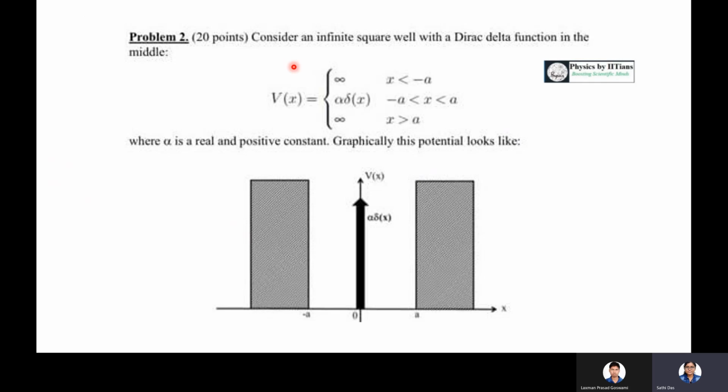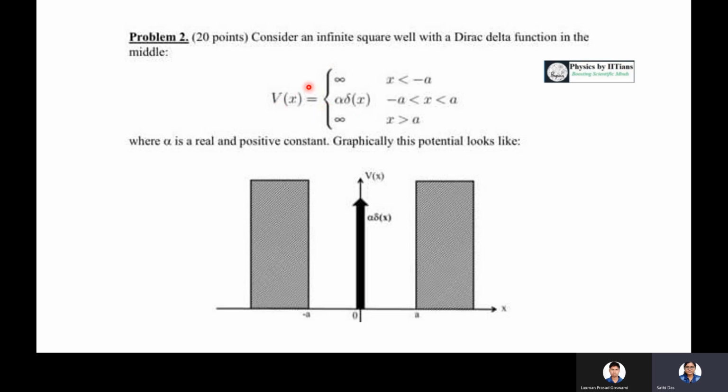So the problem is, suppose there is an infinite square well potential, ranging from minus a to a with a length of 2a, and suppose there is a delta function in between the potential well, that is at the 0 point or middle point of this infinite potential square well. So we have to sketch the potential first.